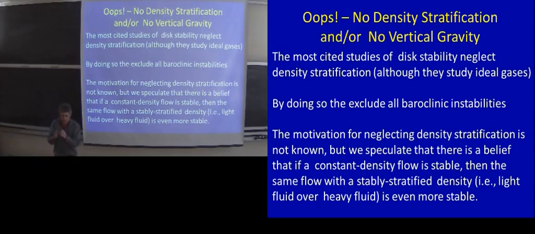And they said, okay, so a real disk, if you have something like, say, an isothermal disk vertically, it would be very, very dense at the midplane and then fall off as a Gaussian as you went up vertically.